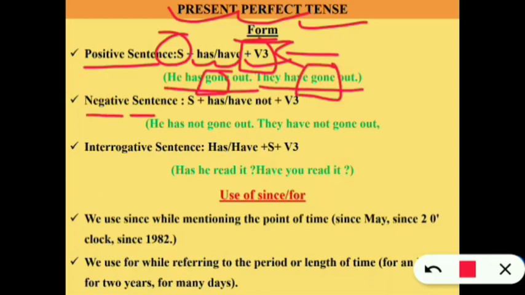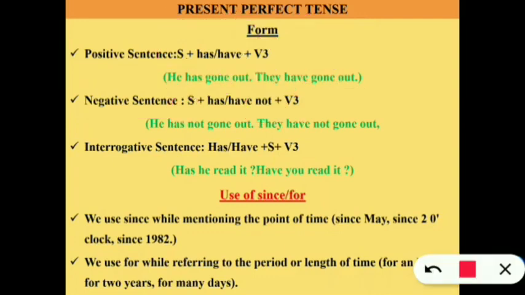In a negative sentence: subject, has/have, not, plus V3. In a negative sentence, of course, not will be used. So here it is have not, has not. He has not gone out. They have not gone out. I hope it's clear.